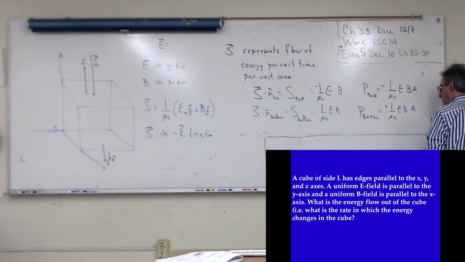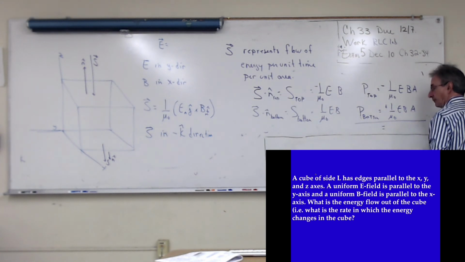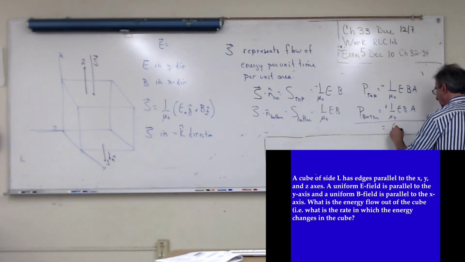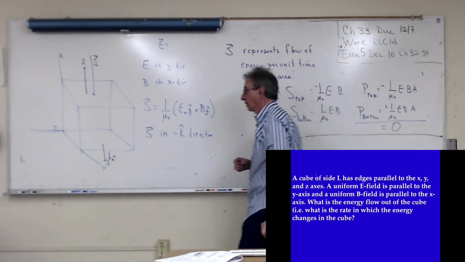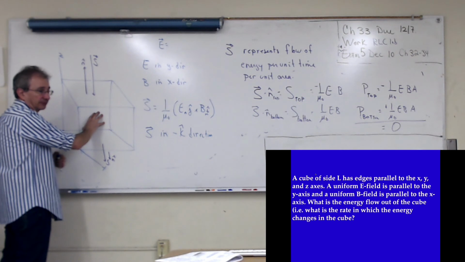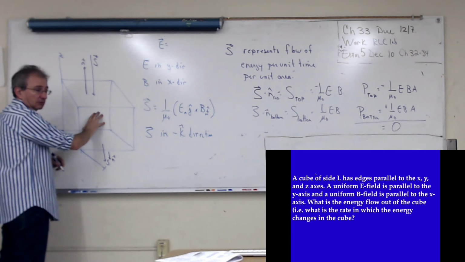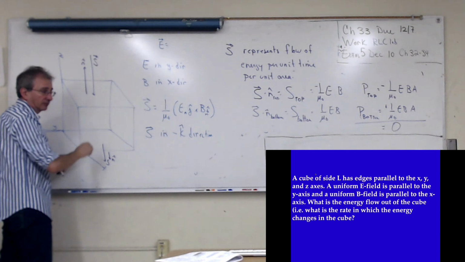And when you add them, what do you get? 0. Now, if I had a source inside, then it would not be 0.